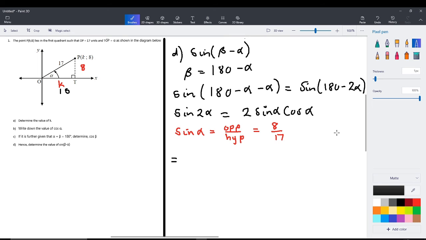So we substitute. This is equal to 2 times sine alpha, which is 8 over 17, times cos alpha, which is 15 over 17. We multiply this together and we get 240 over 289. So the value of sine (beta minus alpha) is actually 240 over 289.